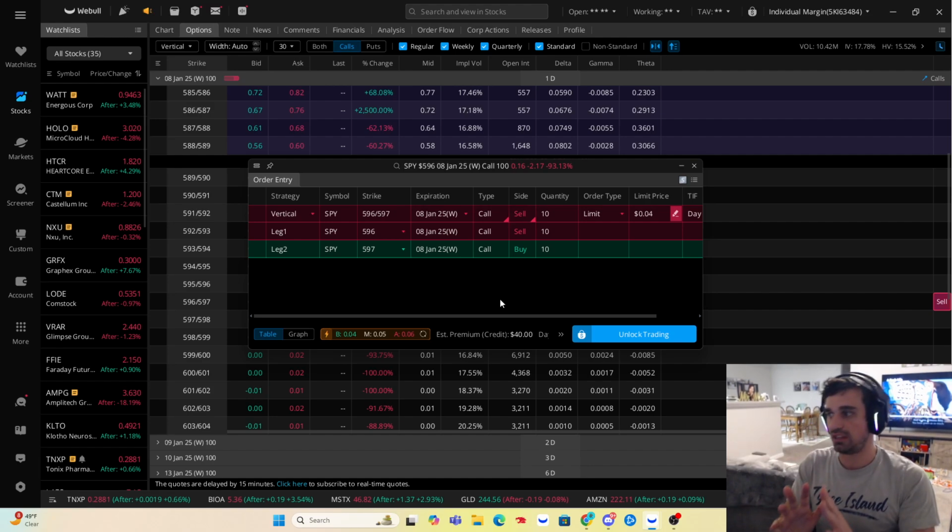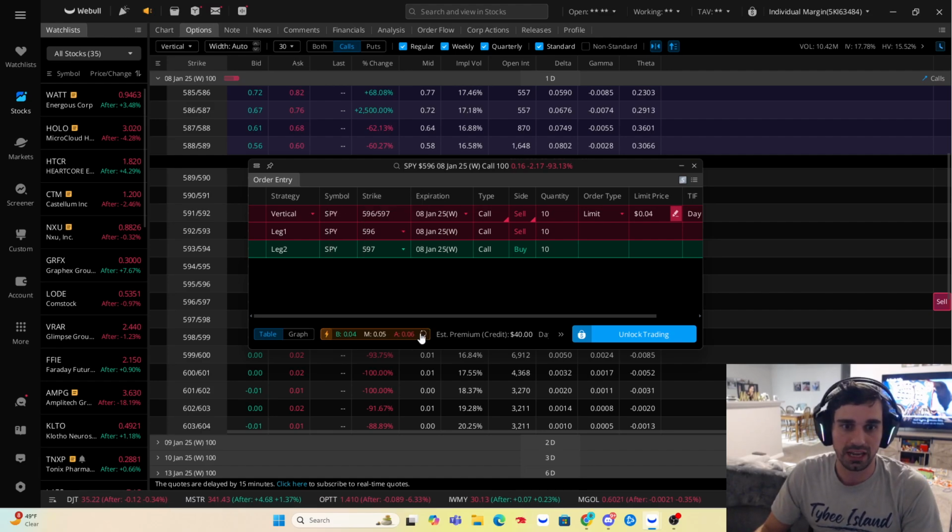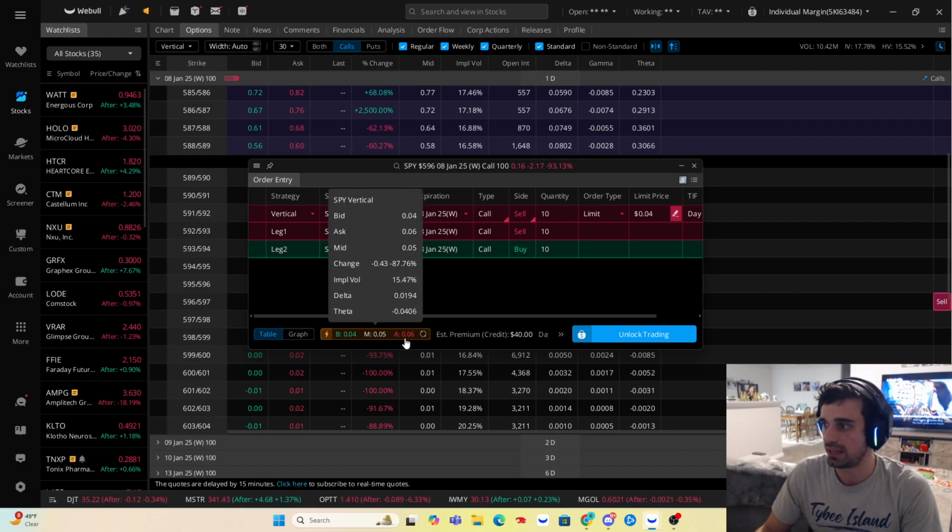The easiest way to see if you're selling options, it should say credit. If it says debit, then you're a buyer. If it says credit, you're selling. Okay, and then you can see right here is your bid, your mid, and your ask. I like to go for 5 and 6 cents, okay?